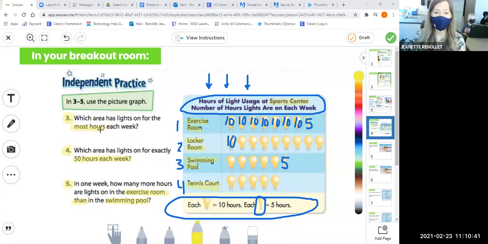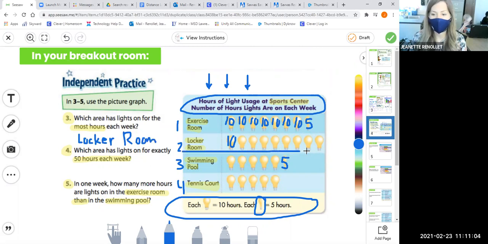For slide number 4, question 3 asked which area has lights on for the most hours. You should have put locker room. We can see clearly that the locker room has the most pictures, the most symbols, because their data is the most. Locker room is the furthest on the graph.